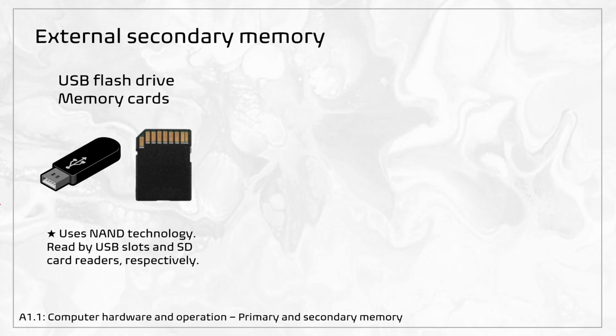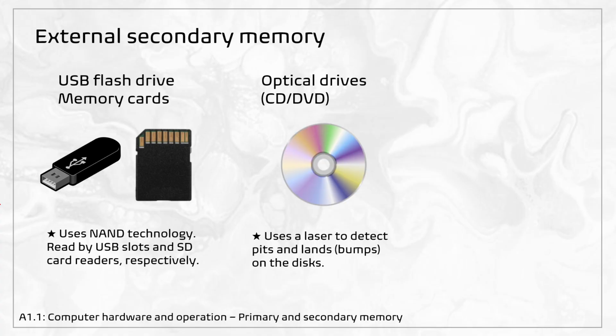Next is also something that you've probably seen before, optical drives, also commonly known as CDs and DVDs. These use a laser to detect little pits or bumps on the surface of the disk, and these are used primarily to store files for mass distribution like movies, music, or games.